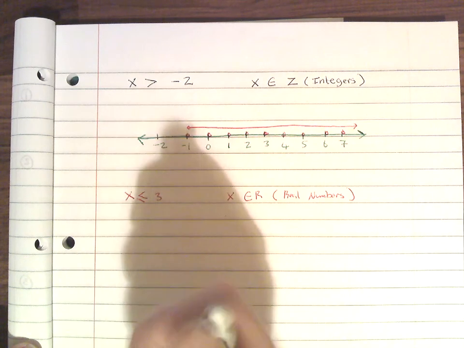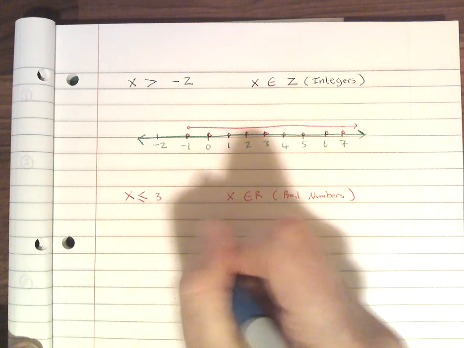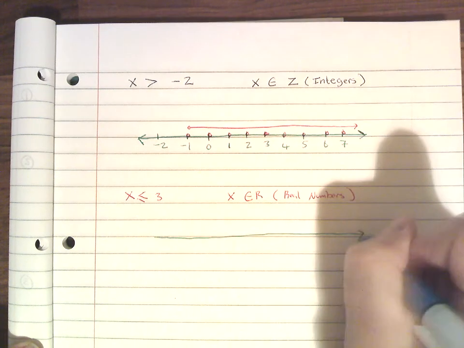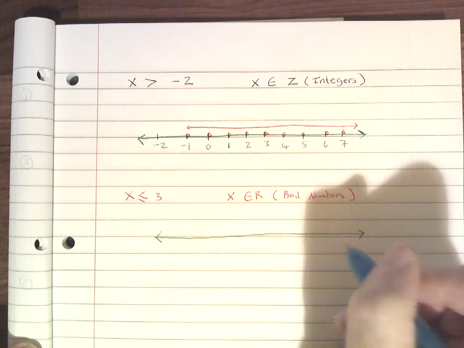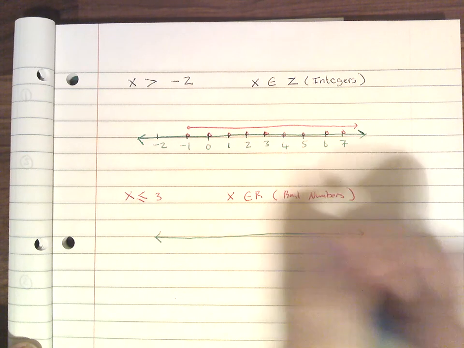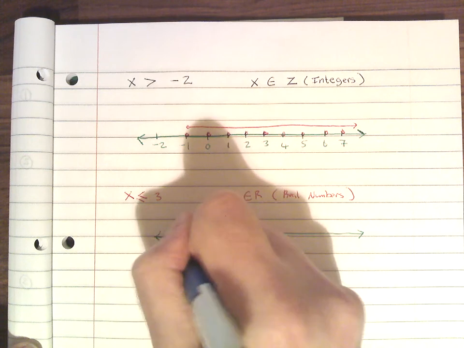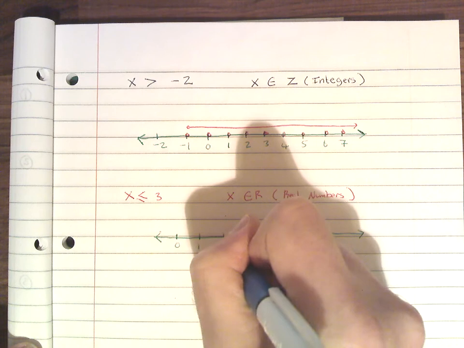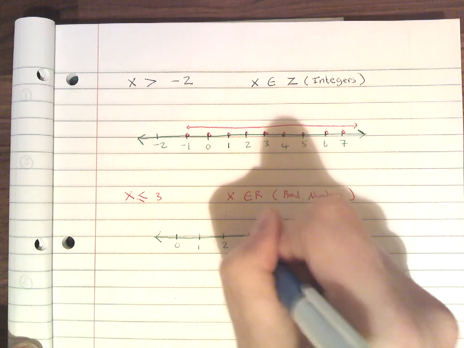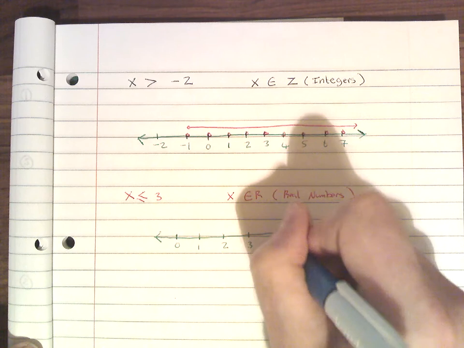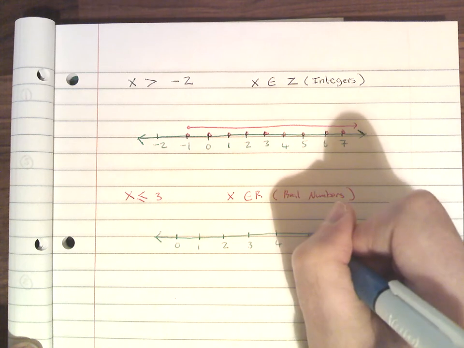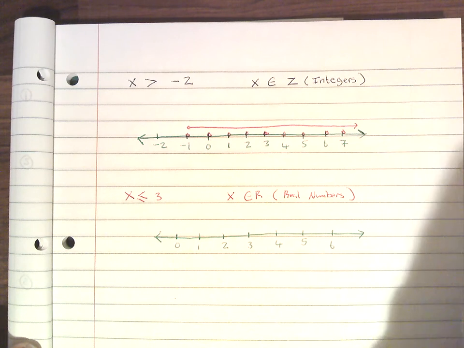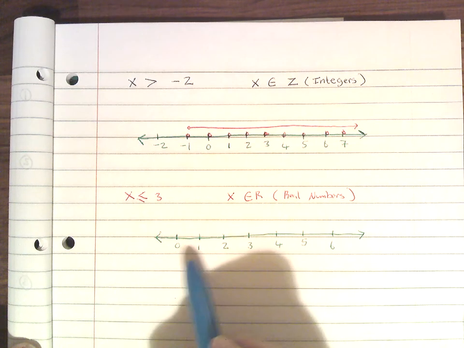Again, let's draw our number line, and we can place these on the number line. Let's say if we start off here, this is 0, and then we have 1, 2, 3, 4, 5, 6. Okay, so we're just selecting a couple of numbers.